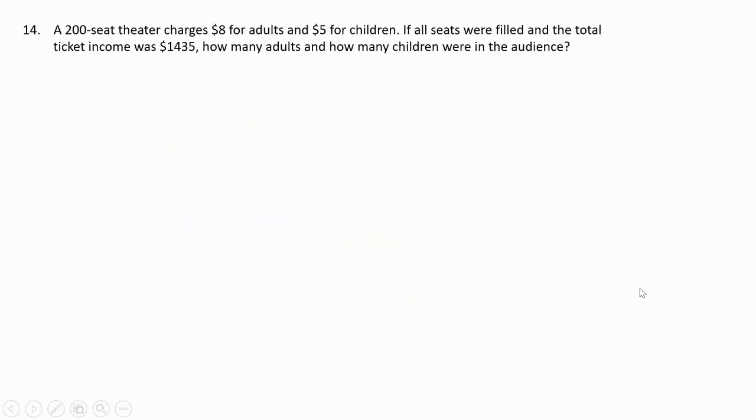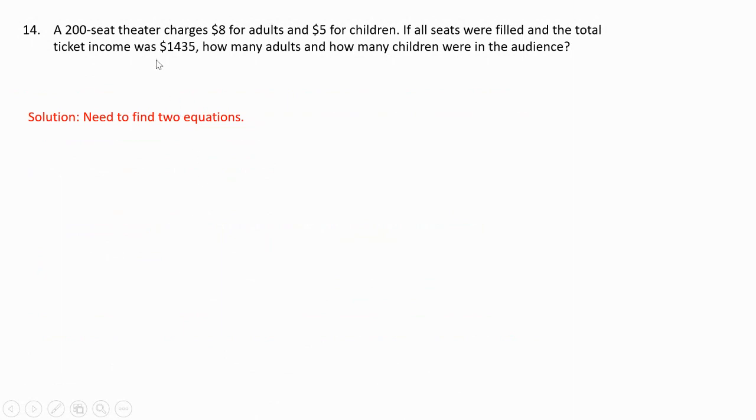Okay, now how do you apply these types of problems in real life situations? And here's an example. It says here, a 200-seat theater charges $8 for adults and $5 for children. If all seats were filled and the total ticket income was $1,435, how many adults and how many children were in the audience? Okay, so there has to be some type of strategy here. So the plan is we need to find 2 equations.